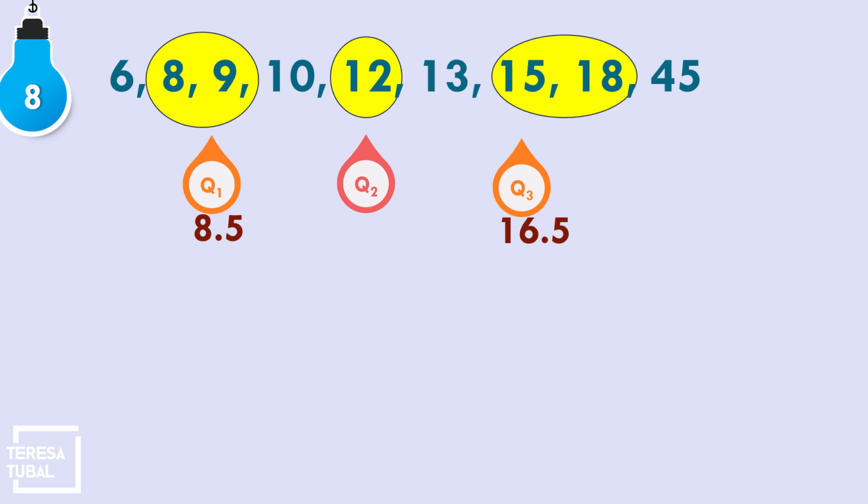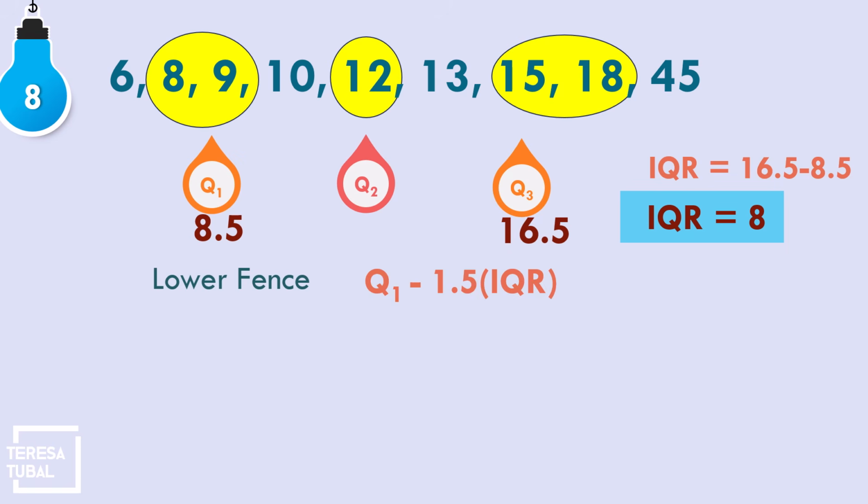So the interquartile range, quartile 3 minus the quartile 1. So 16.5 minus 8.5. The interquartile range, the answer is equal to 8. Let us identify the lower fence. The quartile 1, that is 8.5, minus 1.5 times 8. So 8.5 minus 1.5 times 8, the answer is negative 3.5.